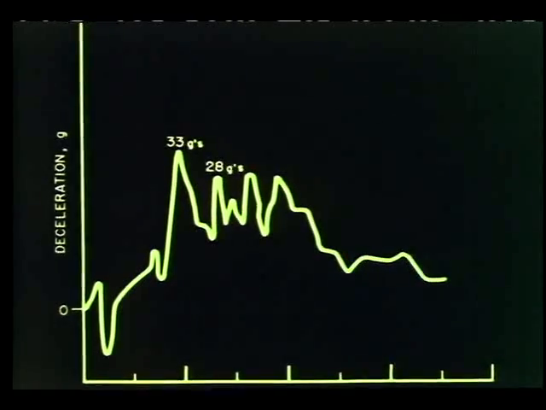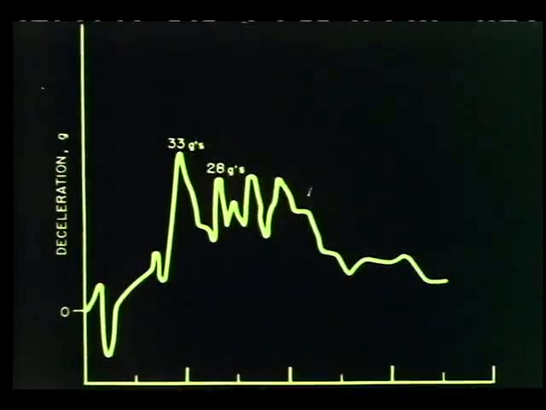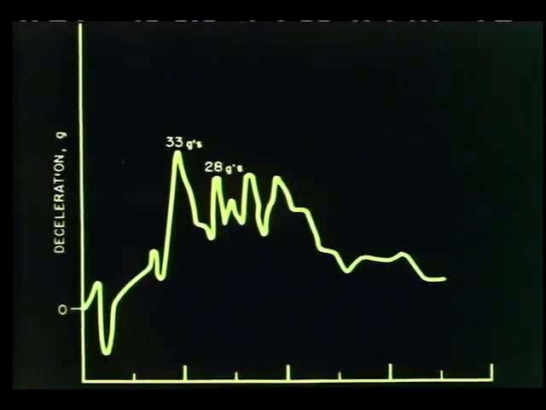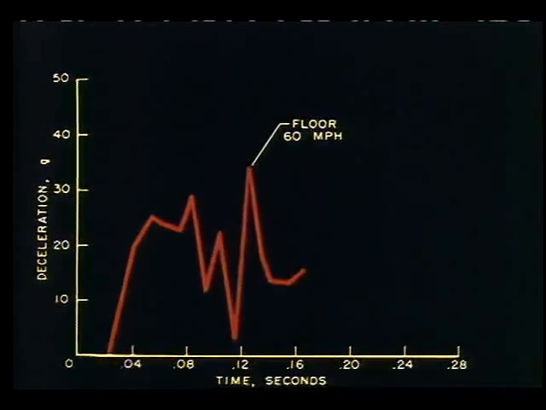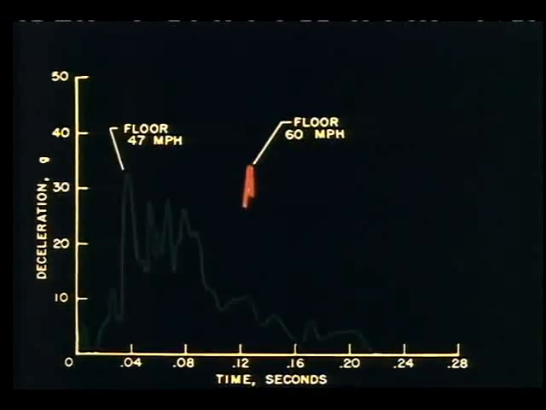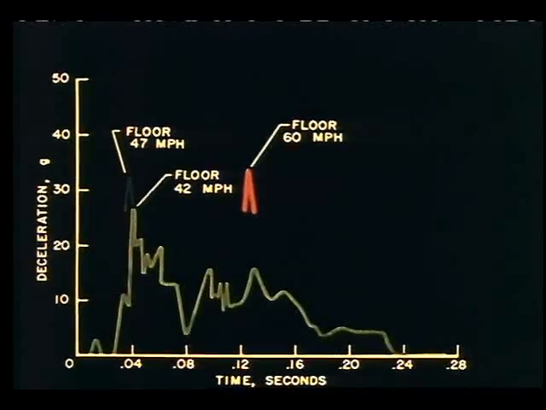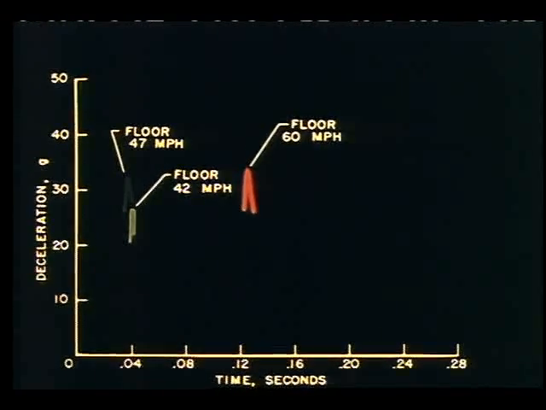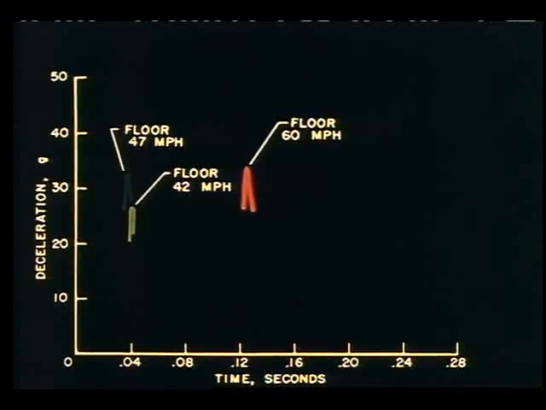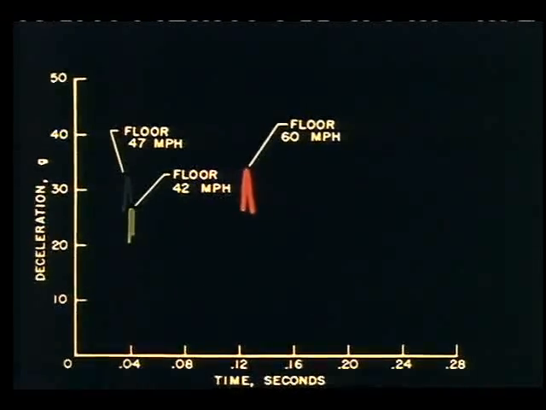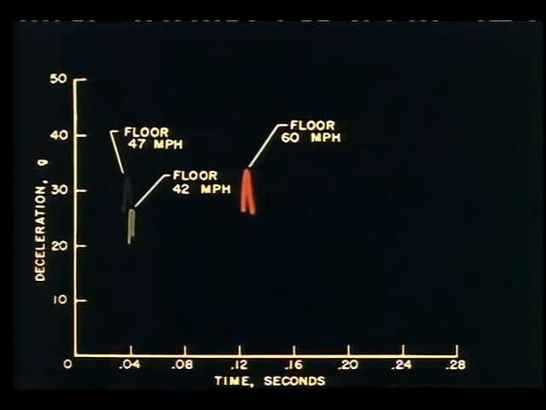The maximum deceleration of the cockpit, therefore, depends directly on the strength of the structure, as long as the cockpit has not collapsed completely. This is illustrated by a comparison of the maximum decelerations measured in the 60 and 47-mile-per-hour crashes with those of the 42-mile-per-hour crash. The maximum deceleration in all cases is about the same, ranging between 26 and 33 Gs. These decelerations represent the maximum load that the airplane structure can support.